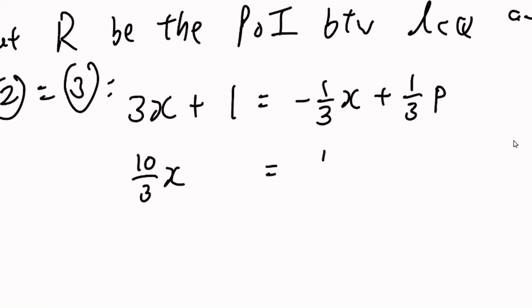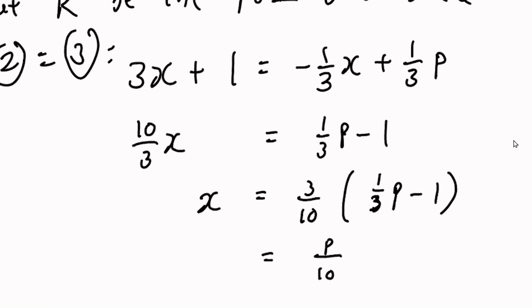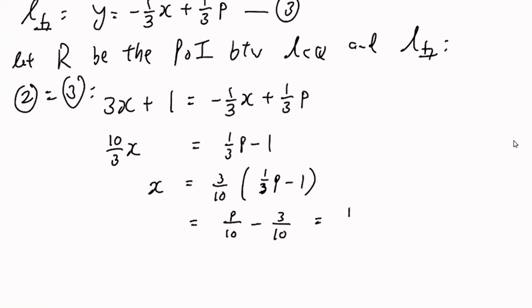And 1 bring over, you get 1/3 p minus 1. And x must be 3/10 of 1/3 p minus 1, which will give you p over 10 minus 3 over 10. Okay, good. Maybe I simplify a bit more: p minus 3 all divided by 10. That's the x coordinate of R.